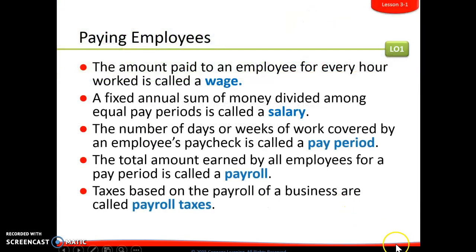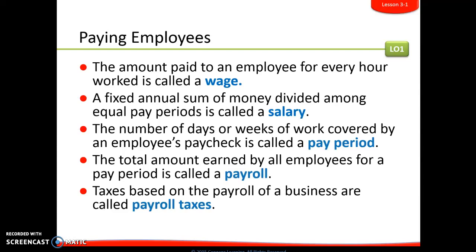So first, they're just talking about the difference between wages and salary. Wages are paying for every hour that is worked by the employee. Salary is going to be a fixed annual sum of money that's divided among equal pay periods. So it kind of depends on the salary. Sometimes they pay that like twice a month, or they might pay it monthly. So it depends on the business.